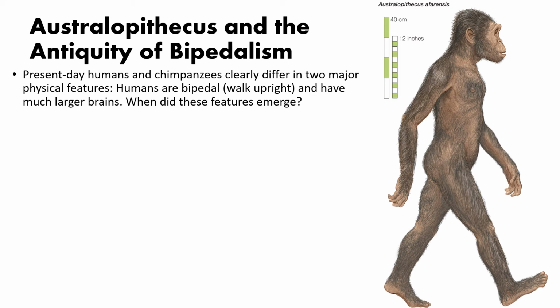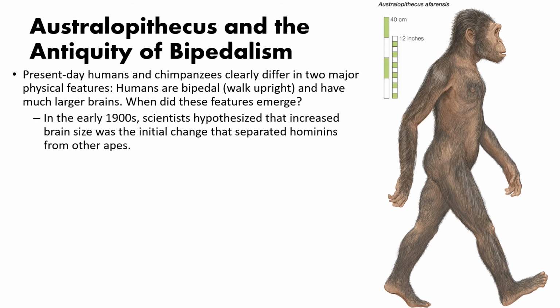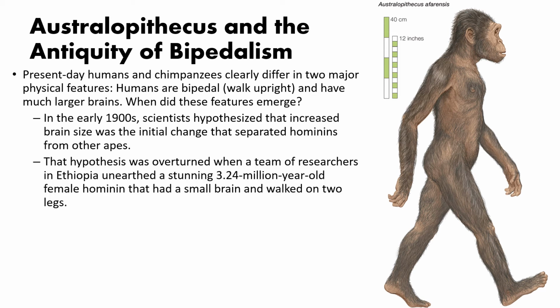Now, this led to some theorizing on what came first. Did we have large brains first and then become bipedal, or were we bipedal and then have larger brains? Well, in the 1900s, scientists hypothesized that an increase in brain size was probably the initial change that separated hominins from the other apes. However, this was overturned when a group of researchers found a 3.24 million year old female hominin that had a small brain and walked on two legs. Therefore, this fossil is showing that a larger brain did not need to evolve first before bipedalism did.